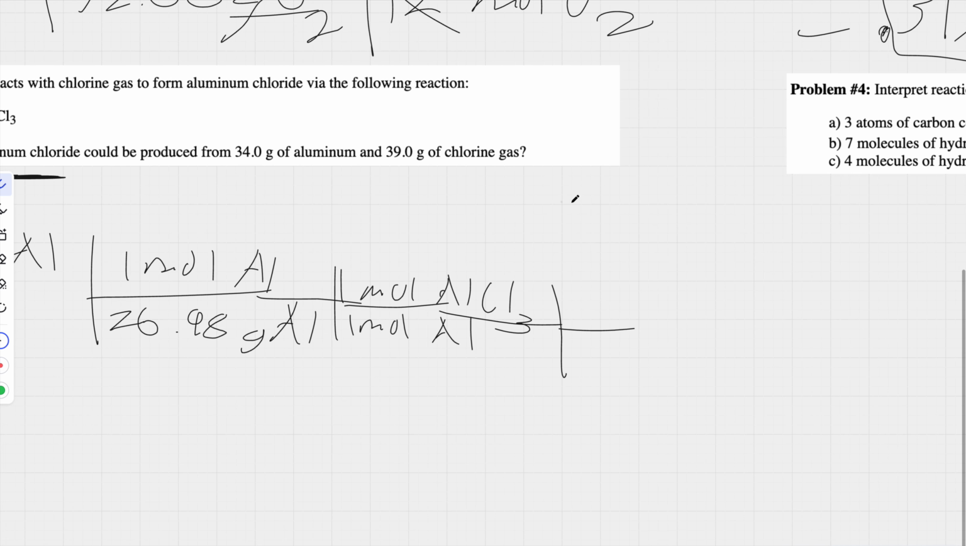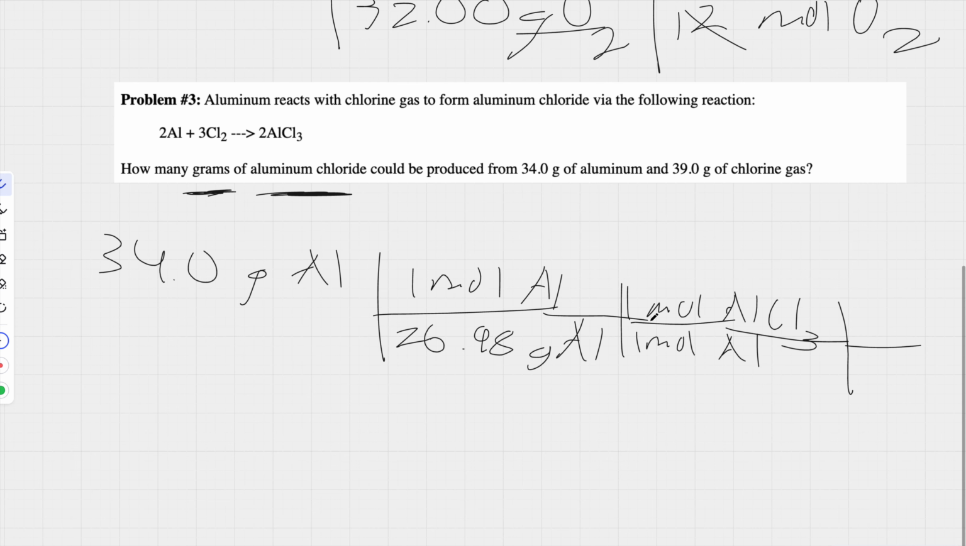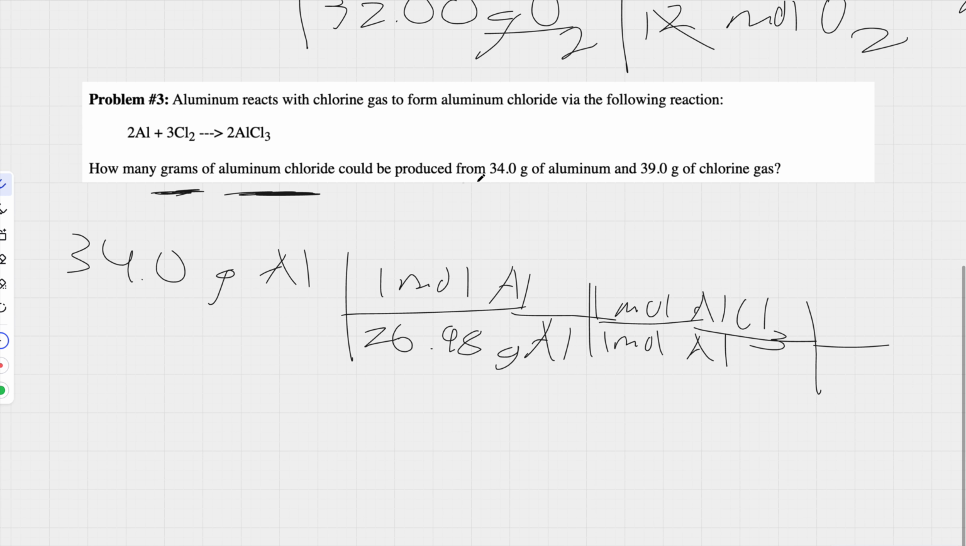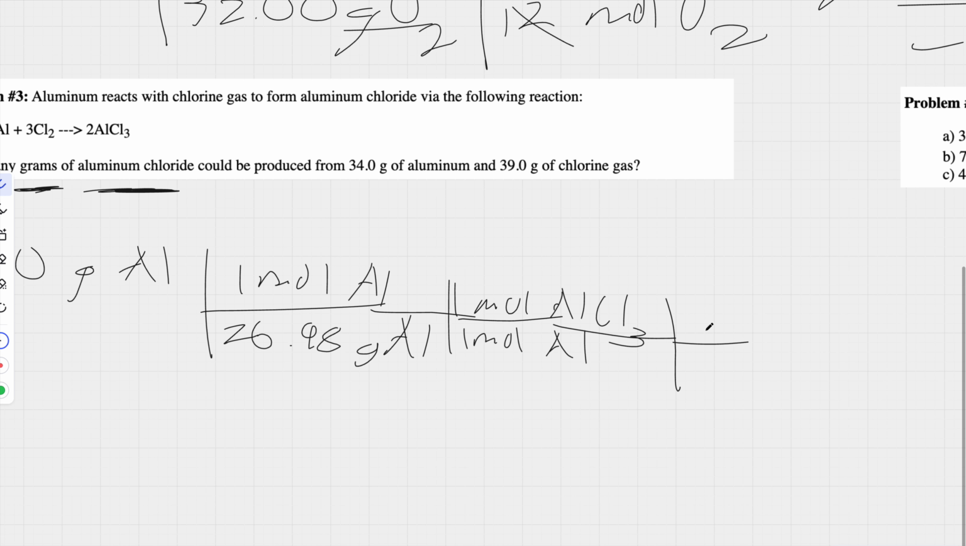But I don't think that would really save any time. You would just have to skip this part if they're both the same ratio. So now we're trying to find the amount of grams made. So now we convert this to grams of aluminum chloride, in which case the molar mass of aluminum chloride is 133.33 grams per mole.